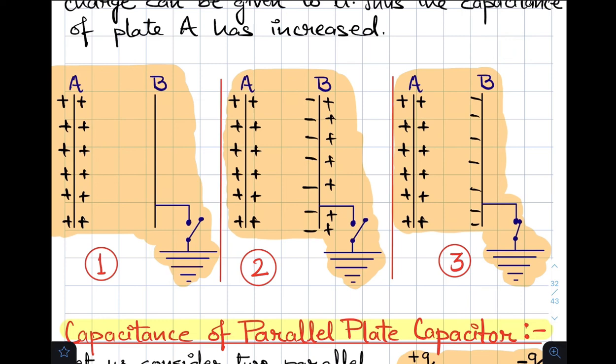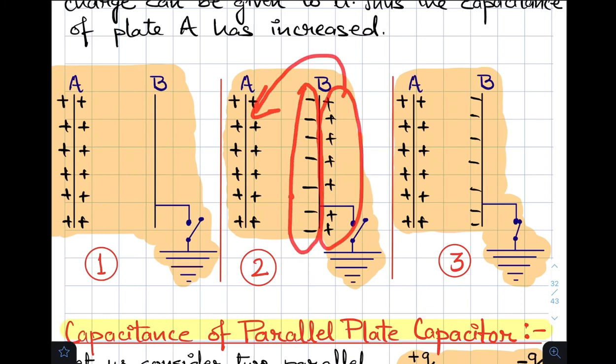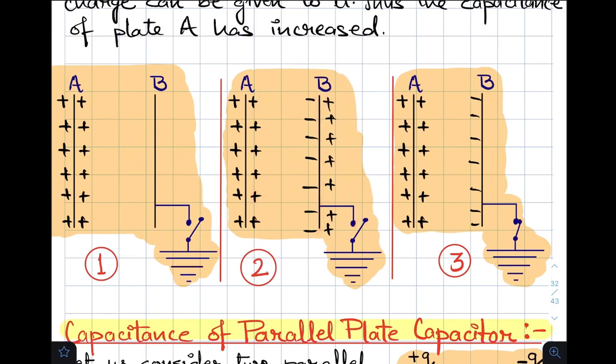Now if you have not understood, let us again have it. This part is increasing the potential of plate A, this part is decreasing the potential of plate A. Because this part is closer, the potential decreases. When potential decreases, we know that C is equal to Q by V, or Q is equal to CV. So this means our potential decreased and therefore the charge stored here has decreased.